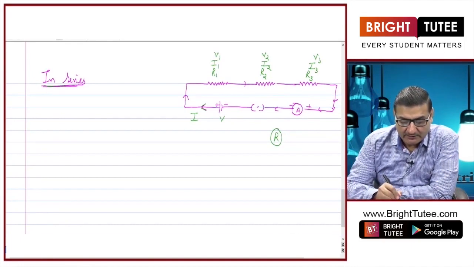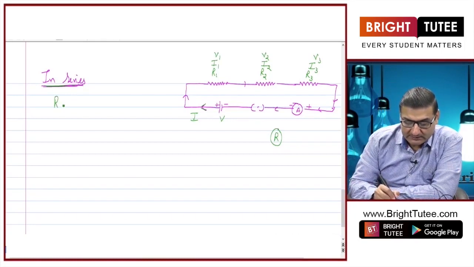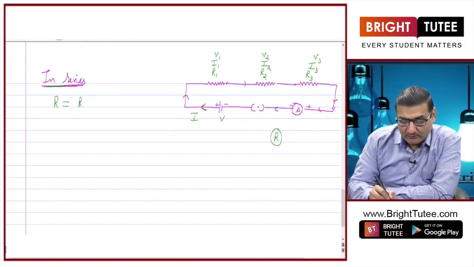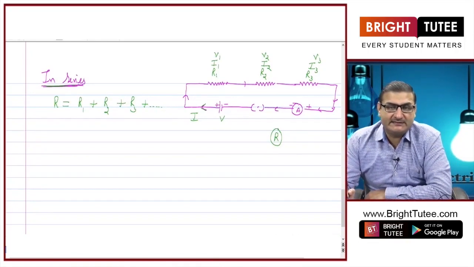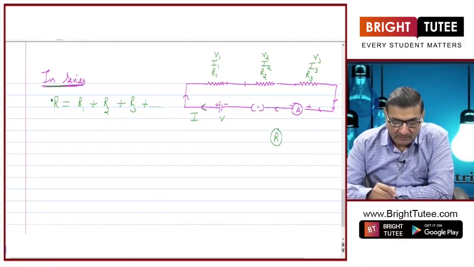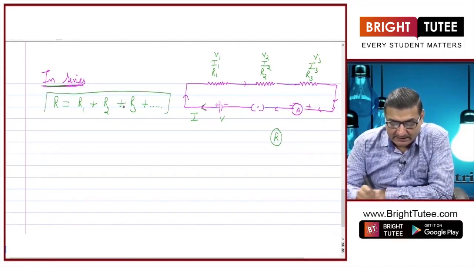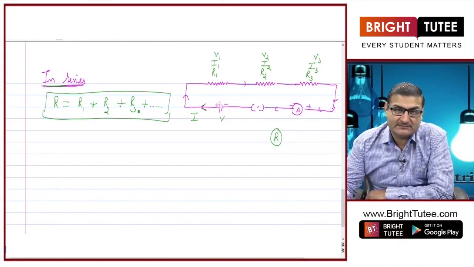When we are talking about resistances connected in series, the total resistance is calculated by the formula R1 plus R2 plus R3 and so on. As many resistances as you join in series, the total resistance will be equal to the sum total of all the individual resistances. Now, where does this come from? For that, we will be deriving this total resistance.